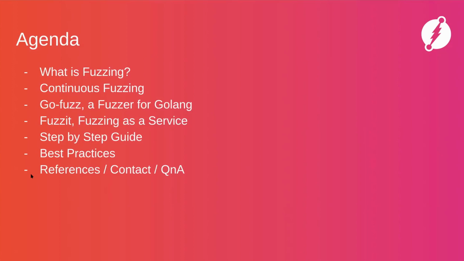I will then go through a step-by-step guide on how I was able to implement continuous fuzzing at Dgraph using the tools that I just mentioned, Gophers and Fuzzit. I will then talk about some best practices and then follow it up with some references and give my contact for any questions that people might have.